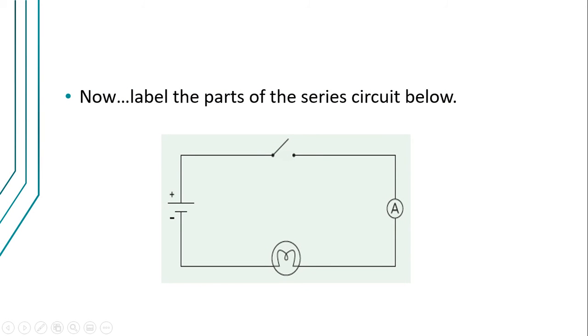Okay, so now let's label the parts of the circuit below. If we take a look at this, this is a simple series circuit. Here we have our switch. Here we have our load, which is a light bulb. Here we have an ammeter. Here we have our battery, and notice it's a 1-cell battery.